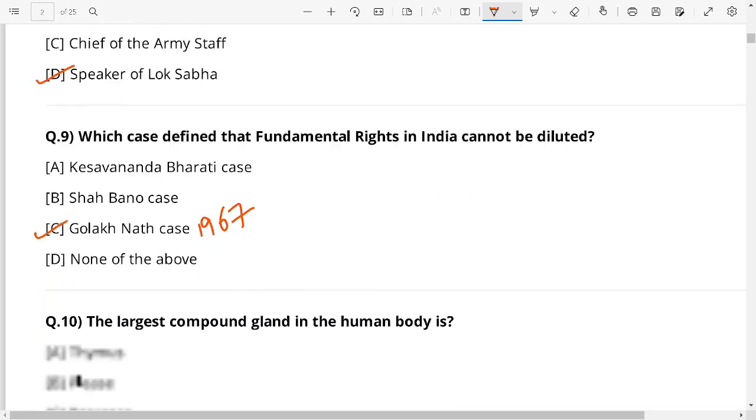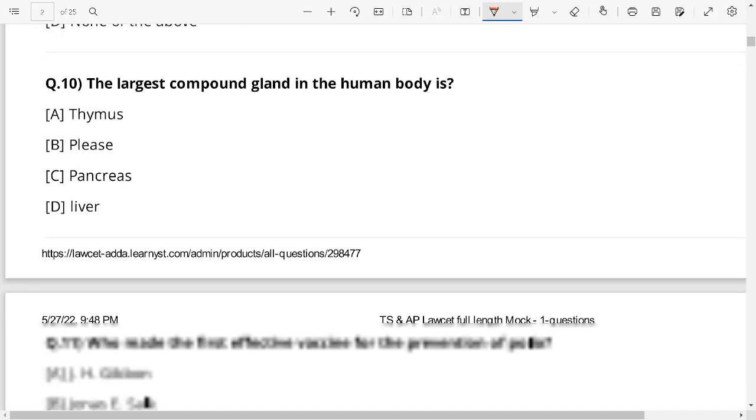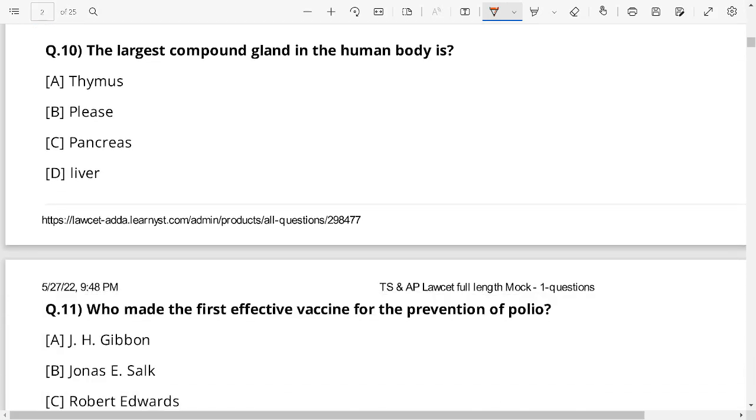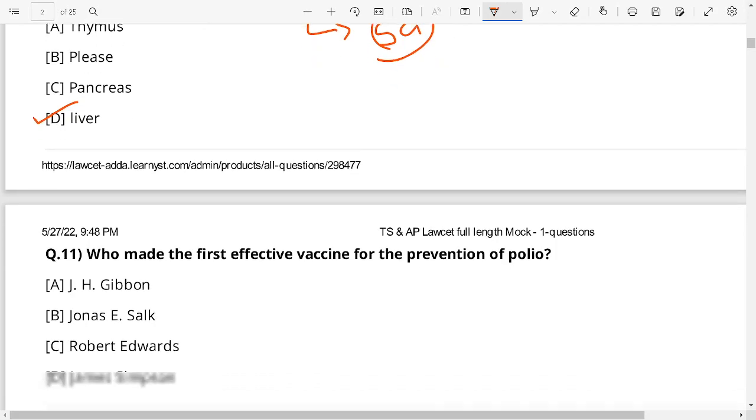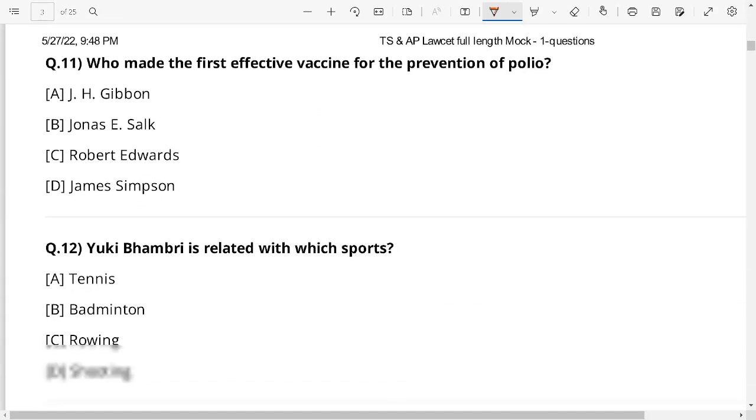Very important. Next question. The largest compound gland in the human body is? The right answer will be D. This question is related to general science, under biology. Such kind of questions you might expect in the examination. The liver is the largest gland in the human body, situated on the right side of the abdomen.